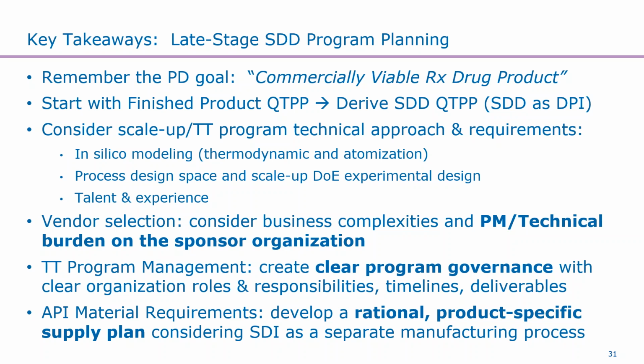During vendor selection, consider the business complexities and the project management and technical burden that the sponsor organization may be able to or willing to take on in that process. In terms of tech transfer program management, create clear program governance with clear organizational roles and responsibilities, timelines, and deliverables. And in terms of API material requirements, develop a rational and product-specific supply plan considering SDI as a separate manufacturing process.